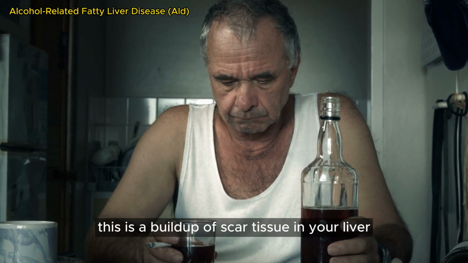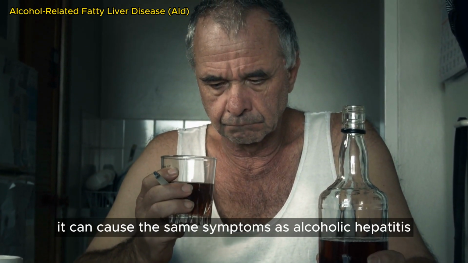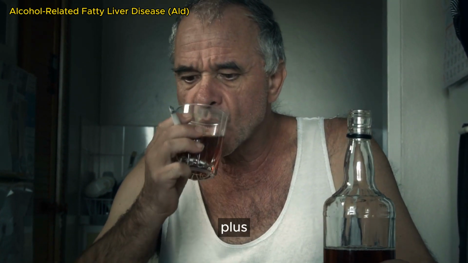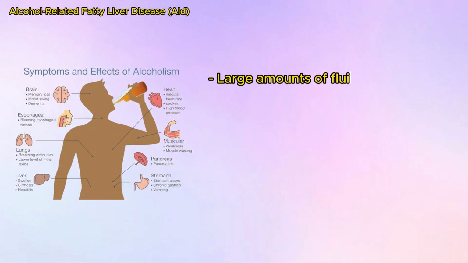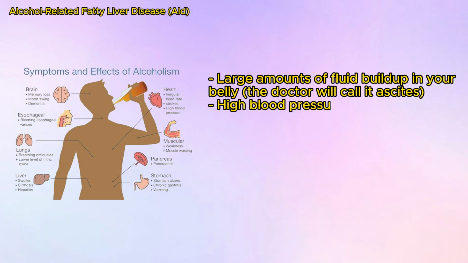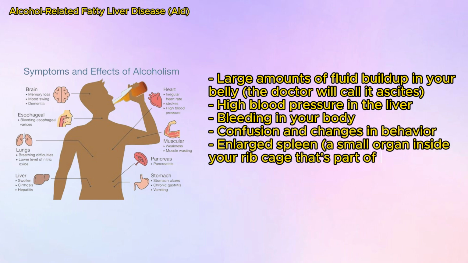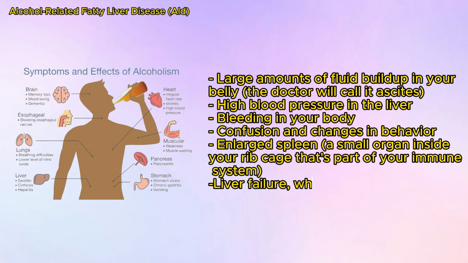Alcoholic cirrhosis. This is a buildup of scar tissue in your liver. It can cause the same symptoms as alcoholic hepatitis, plus large amounts of fluid buildup in your belly. The doctor will call it ascites. High blood pressure in the liver, bleeding in your body, confusion, and changes in behavior. Enlarged spleen, a small organ inside your rib cage that's part of your immune system. Liver failure, which can be fatal.